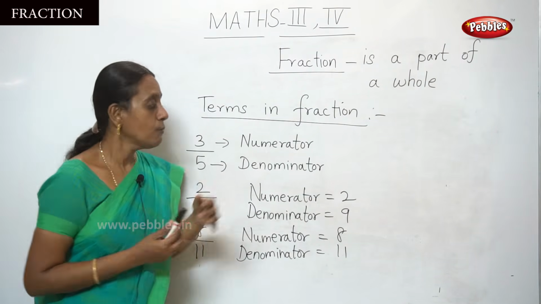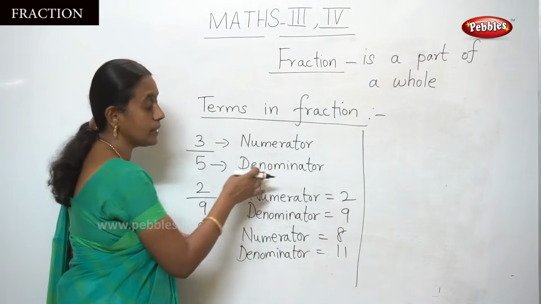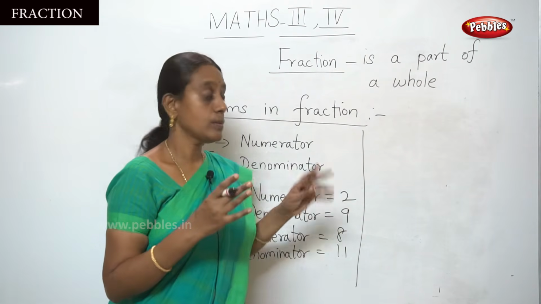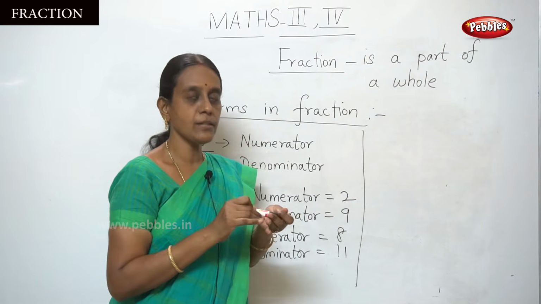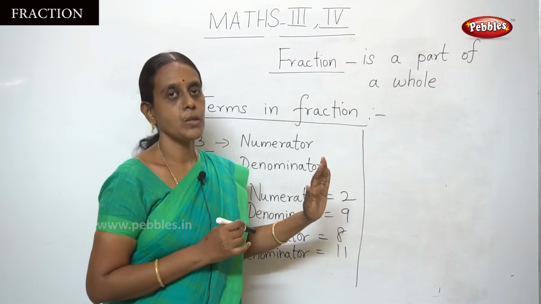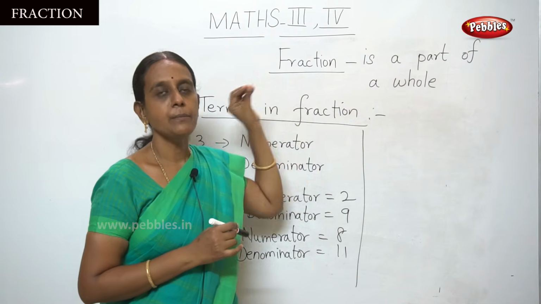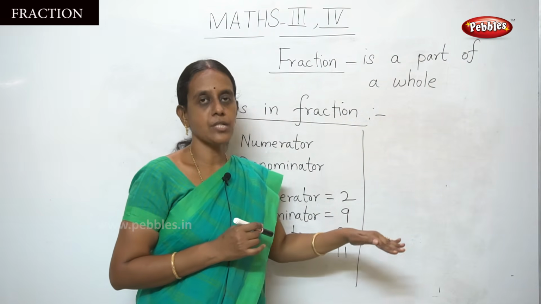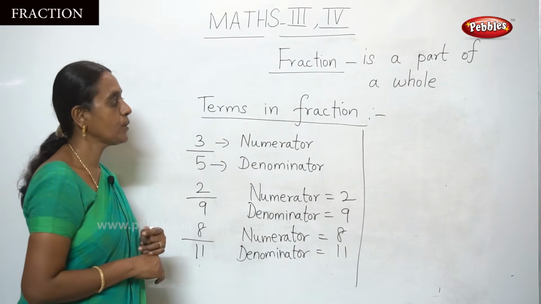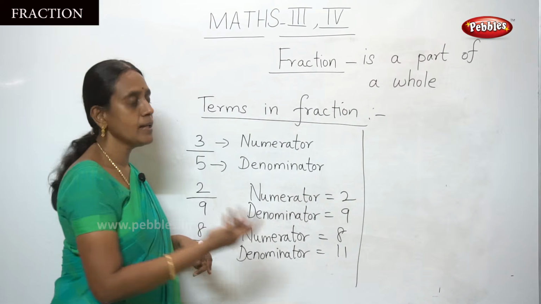So these are the terms in fraction, numerator and denominator. For your exercise sums, the numerator and denominator will be given in the question, and you are asked to write the fraction. Simply put the numerator number at the top and the denominator number below, and you can write the answer using these terms. Let me move on to the types of fractions in the next video.